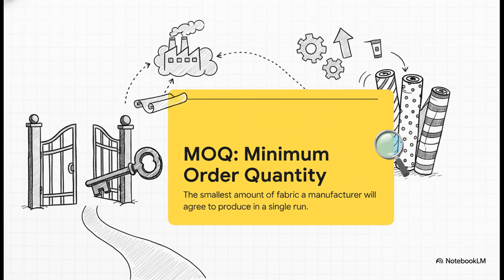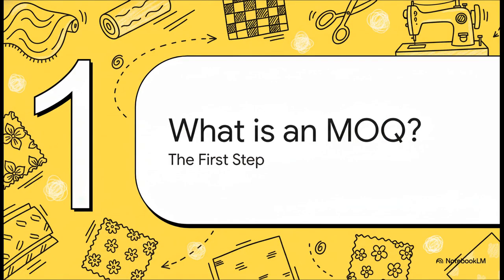This is the big one. It's the gatekeeper that decides whether your project gets a green light. It's the absolute smallest amount a factory is willing to make for you, and trust me, understanding this number is step one to making your vision a reality. So, what do these MOQs actually look like in the real world? As you're about to see, these numbers can swing wildly, and it all comes down to the kind of fabric you're dreaming up.